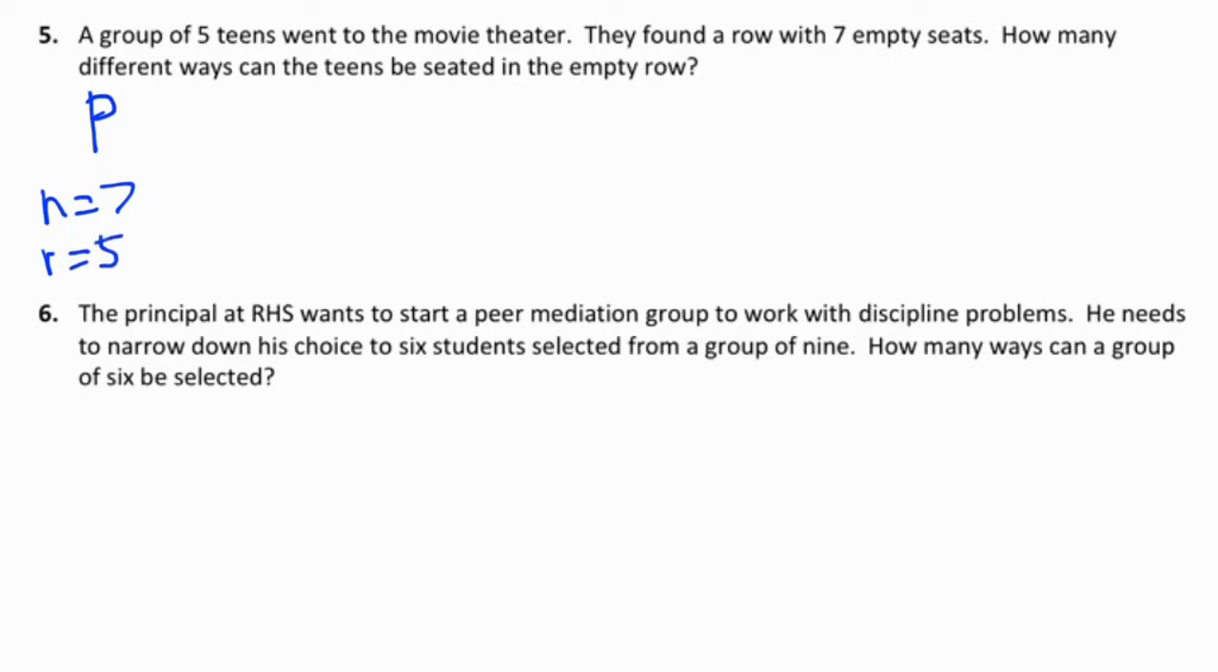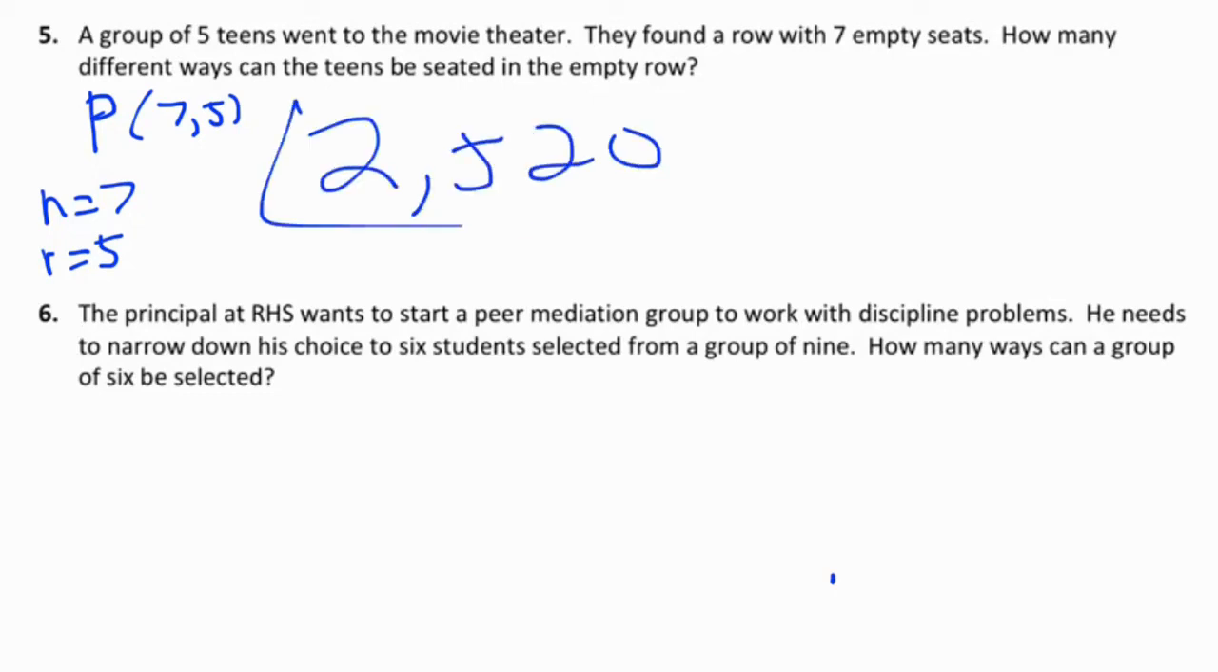So in your calculator, or if you wanted to work it out, you could write in P parentheses, your N is 7, 5. And if you went and typed this in your calculator and you clicked enter, there would be 2,520 different permutations, so different ways that you can order them because the order does matter.